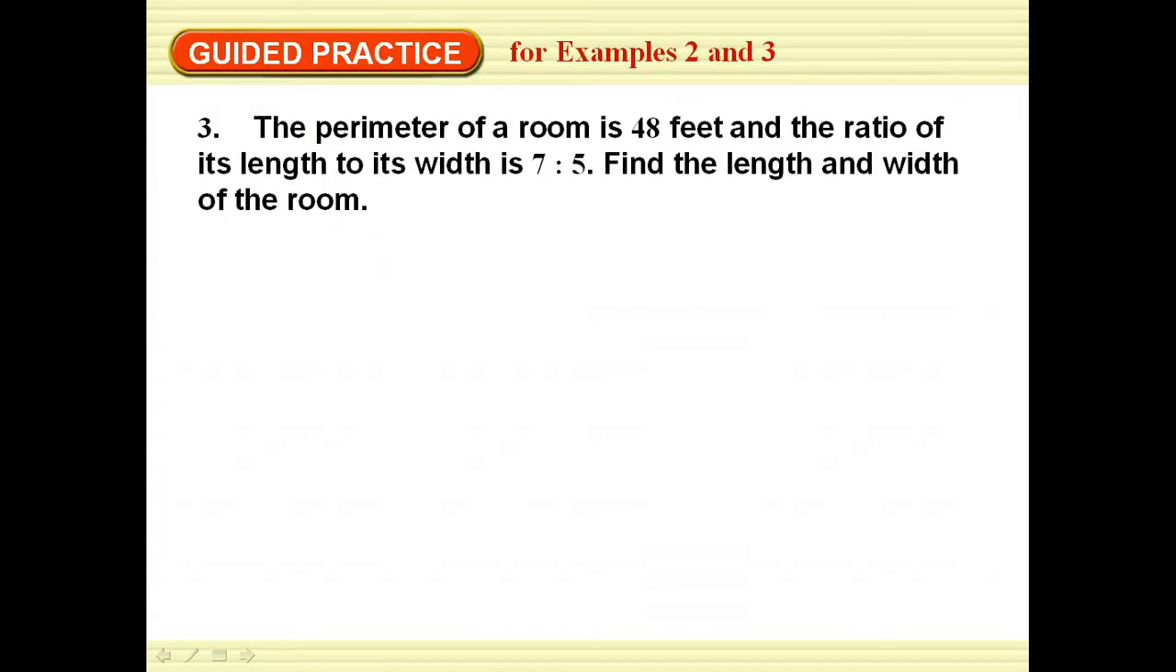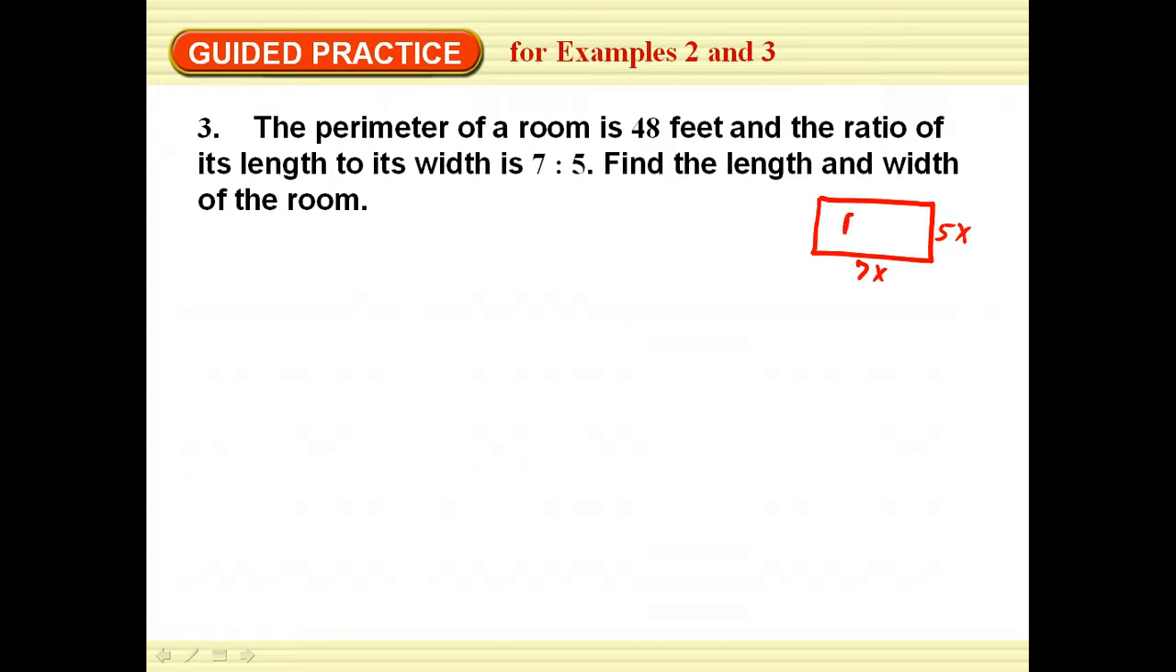The perimeter of a room is 48 feet. And the ratio of its length to its width is 7 to 5. Find the length and width of the room. This is another one where you may want to pause the video and give it a try before I work it for you. What I would do in this particular case is draw the rectangular room and plug in that the length is 7x and the width is 5x.